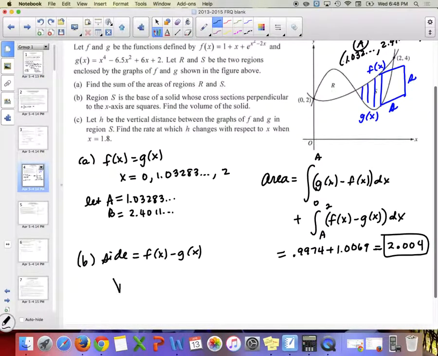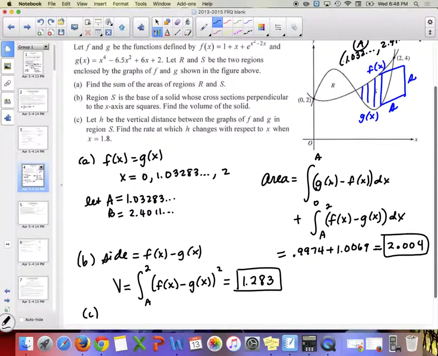So when I'm finding a volume, I'm always integrating an area. So I'm integrating the area of a square, which is going to be side squared. And I'm doing that from my A value to my 2. Okay, so I went ahead and found that, and it ends up being 1.283. So you can do math 9, you can put all that in. You do get 1.283.